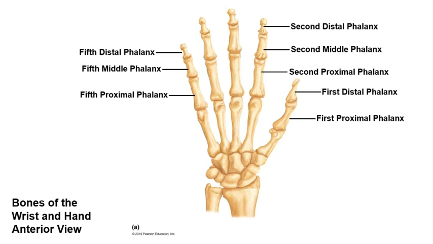The 2nd through 5th digits all contain 3 phalanges. Examining the 2nd digit, the 2nd proximal phalanx forms a joint with the 2nd metacarpal. The 2nd distal phalanx is found at the distal tip of the digit, and the 2nd middle phalanx is the phalanx that forms joints with the 2nd proximal and 2nd distal phalanx. All of these bones are collectively referred to as the 2nd phalanx because they are associated with the 2nd digit. This naming scheme continues through the 3rd, 4th, and 5th digits of the hand.